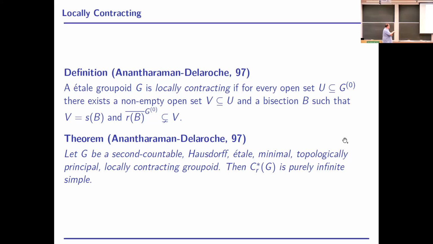And so her theorem: if you've got a second countable Hausdorff étale minimal topologically principal locally contracting groupoid, then C-star R of G is purely infinite simple.